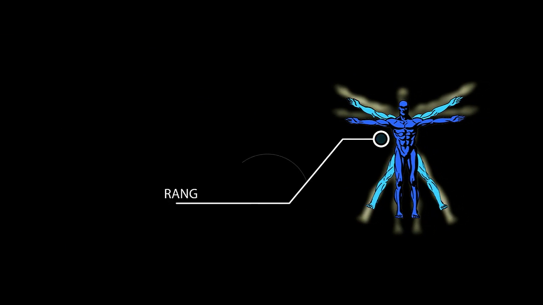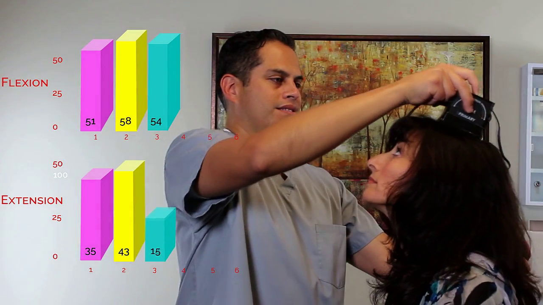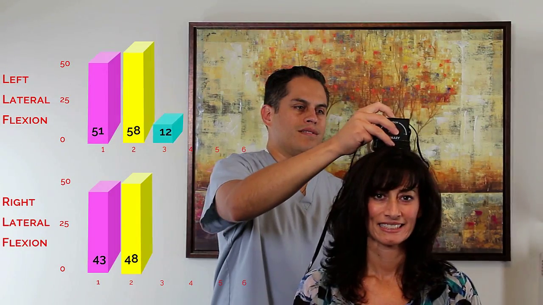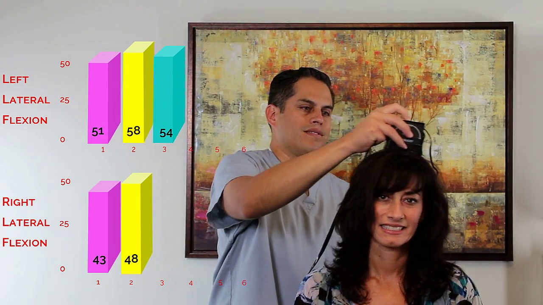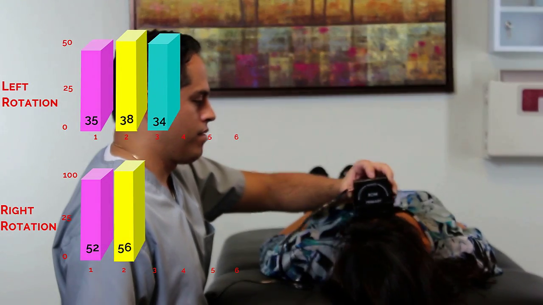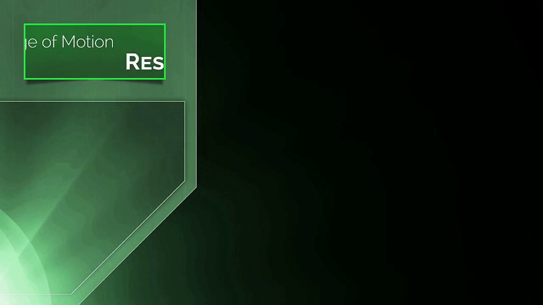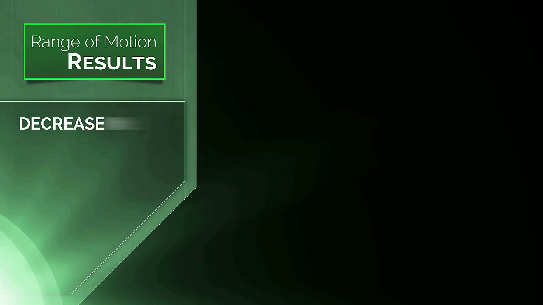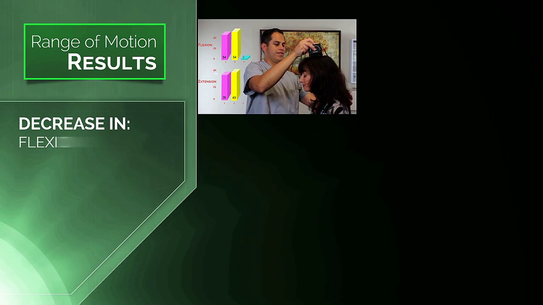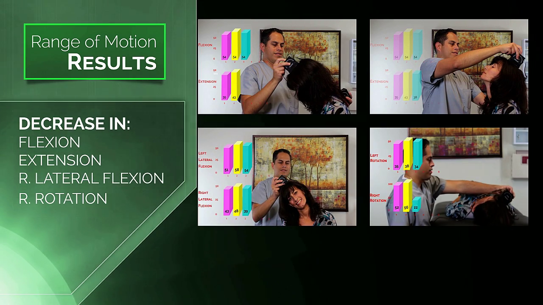The first step is to test Emma's range of motion. The range of motion test reveals the abilities and inabilities of a particular joint to move. By measuring all the body planes associated with the joints involved, you can tell which is preventing an individual from completing their daily activities. When we look at the results of Emma's range of motion study, we discover that she has a decrease at the cervical spine in flexion, extension, right lateral flexion, and right rotation.